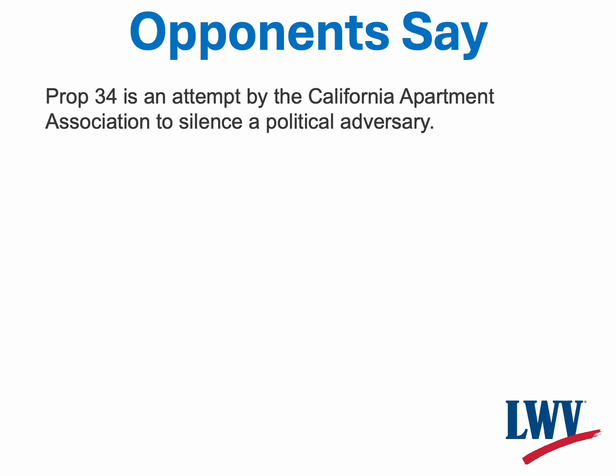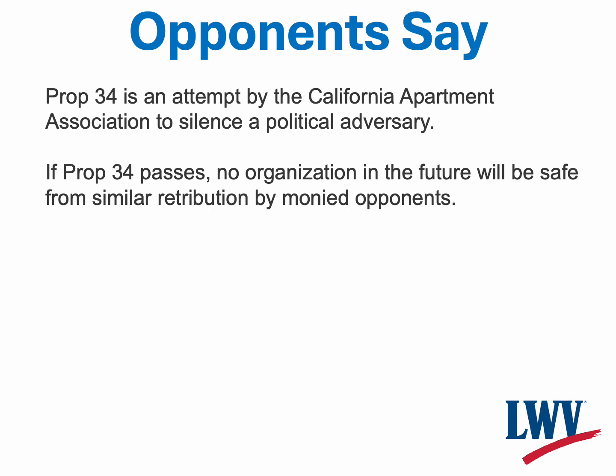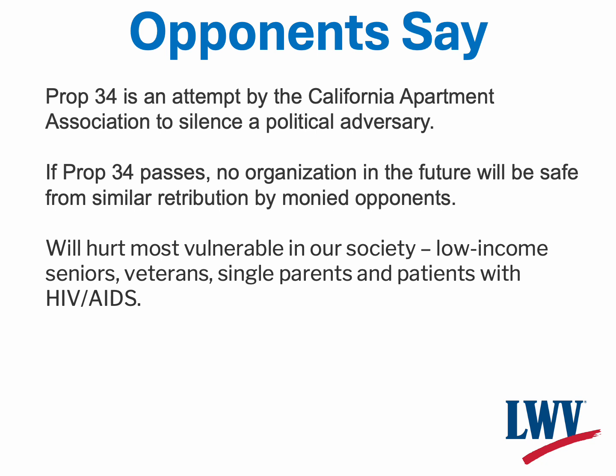Opponents of Proposition 34, on the other hand, say, wait a minute, this is just a vendetta put forth by one concern, the California Apartment Association, to bully an opponent in the past who has opposed them at the ballot box on other issues. They say that if this bullying is allowed to continue, what's to prevent them from going after other adversaries in the future? And this proposition, they continue, is aimed at the very population that it pretends to protect: low-income seniors, veterans, single parents, and patients with HIV or AIDS.